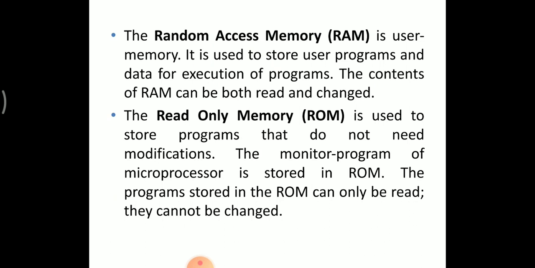The other type of primary memory is read-only memory ROM. ROM is used to store programs that do not need modifications, like the monitor program of microprocessor is stored in ROM. The programs stored in the ROM can only be read, they cannot be changed. The RAM and ROM are actually part of primary memory.